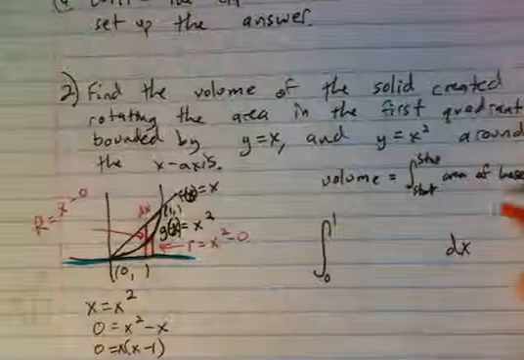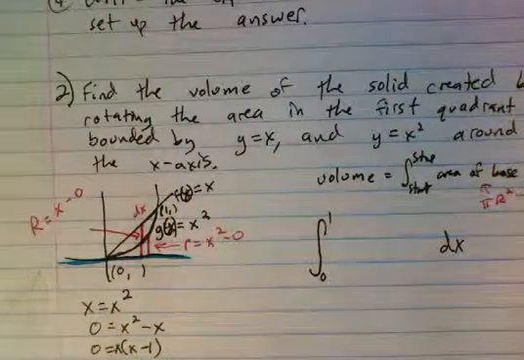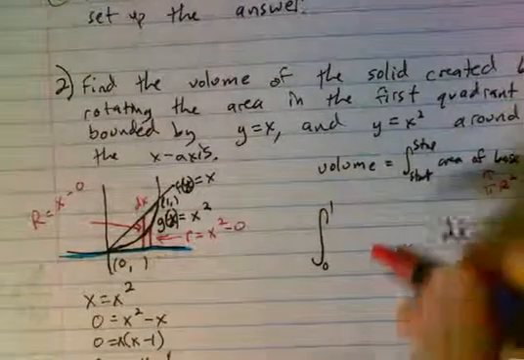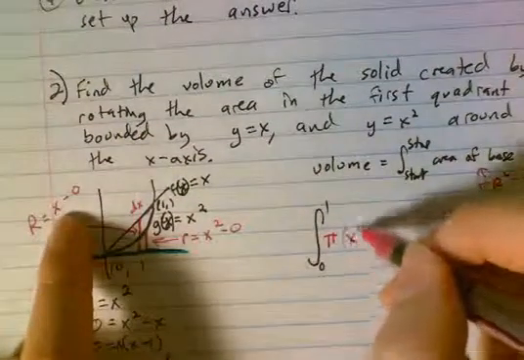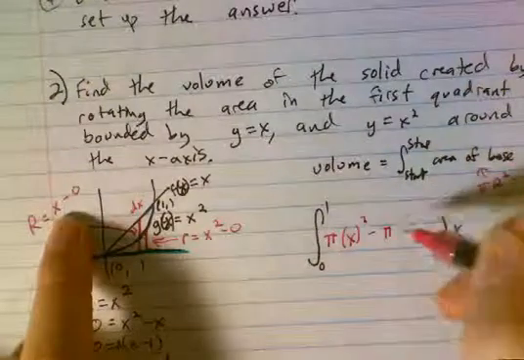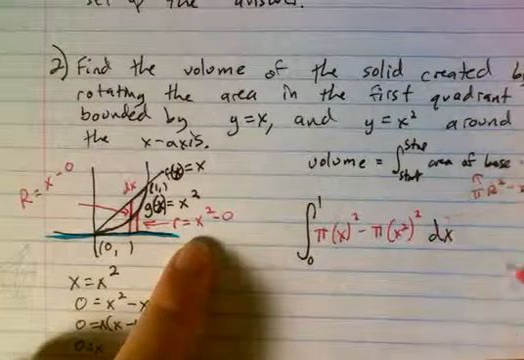So when we come to do our equation, we're doing pi big R squared minus pi little r squared. So pi big R squared is just x, minus pi times little r squared, x squared, squared.